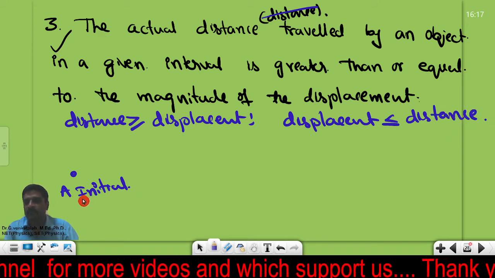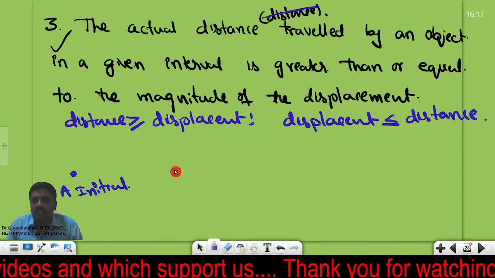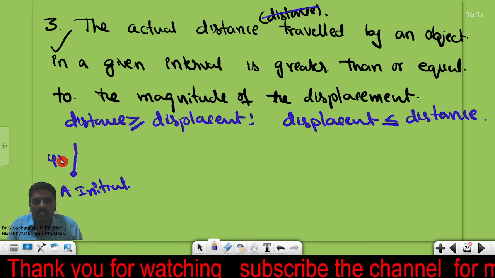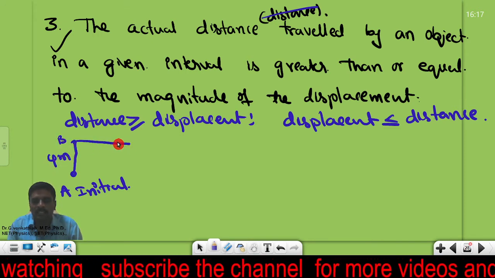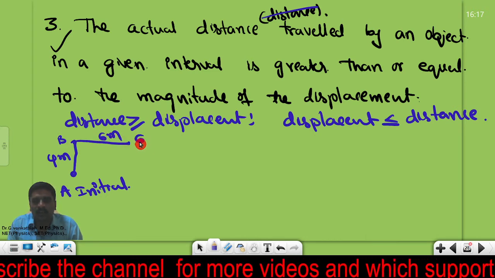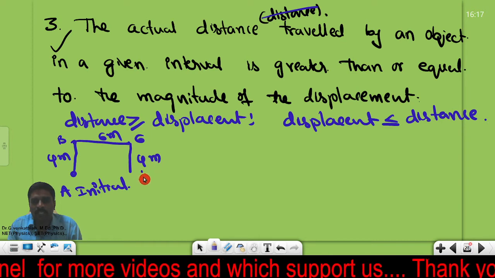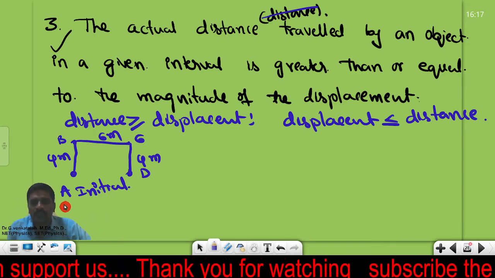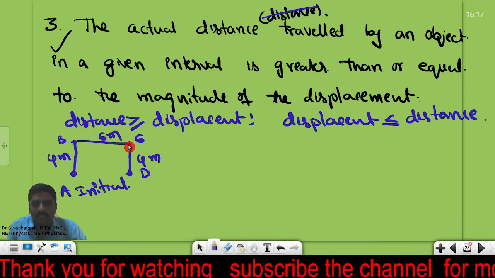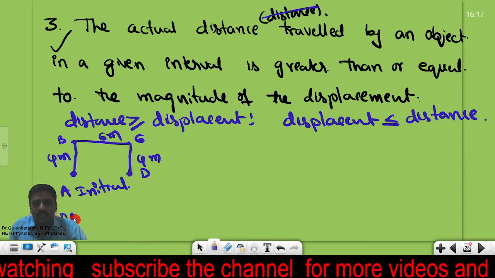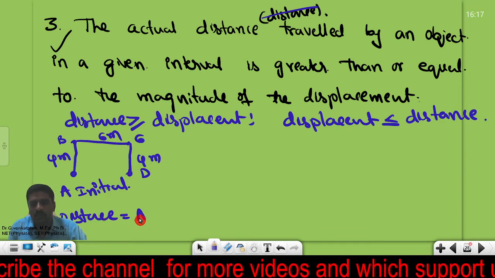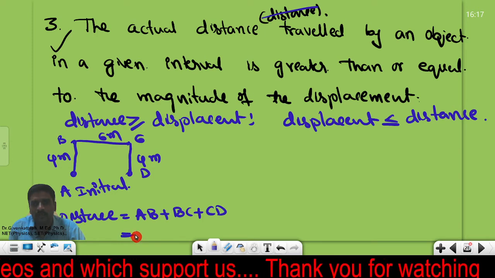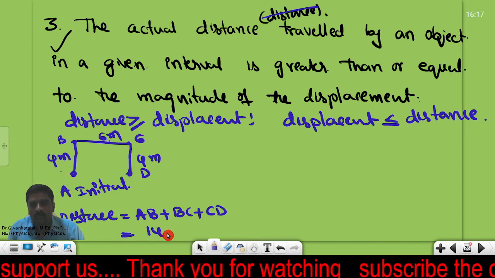Now let me go to an example, with which we can easily understand this condition. Let me take one object that starts from A, moves 4 meters up to B, 6 meters up to C, and again 4 meters up to D. Now will you please tell me what is the value of the distance? Distance is nothing but AB plus BC plus CD. The distance is equal to AB plus BC plus CD, which is 4 plus 6 plus 4, that is equal to 14 meters.